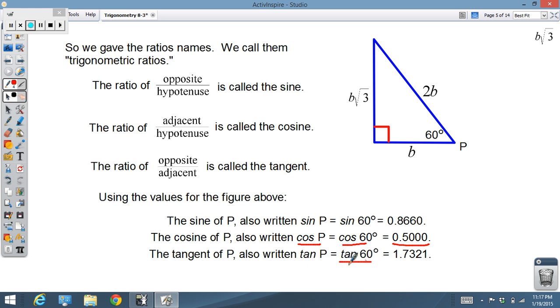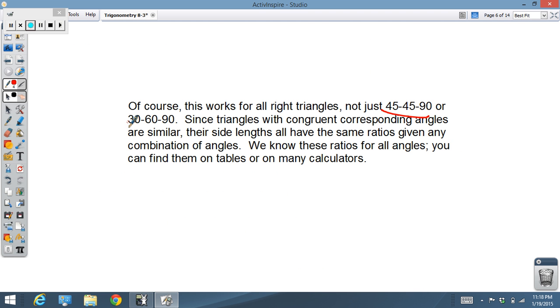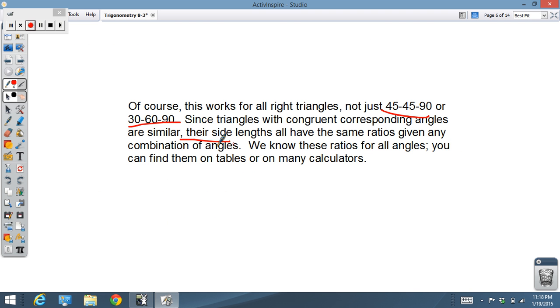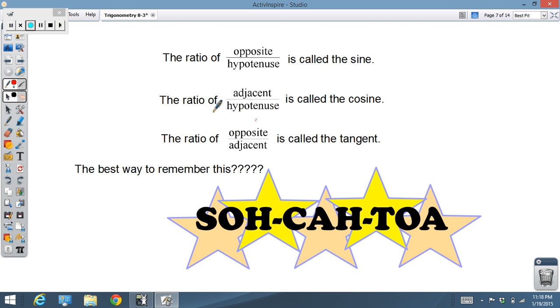And the tangent of 60 can be written like that. It can also be called the tangent of p. That came out to be 1.7321. Now these are only for 60-degree angles, but it doesn't matter if it's 45, 45, 90, or 30, 60, 90. It can be any angle, and we will know what that side length ratio has to be, because corresponding angles make all triangles similar, therefore all sides have to be proportional. So those numbers will work out differently, but it works for any angle, all right?